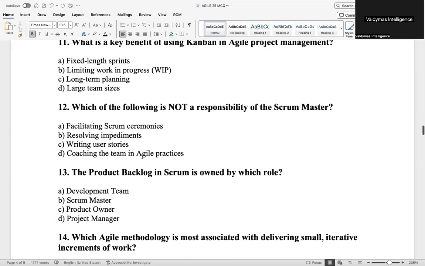Okay, number 12. I think we'll wrap up on this. Which of the following is not a responsibility of the Scrum Master? I think it's C. Writing user stories. But let me tell you the truth.